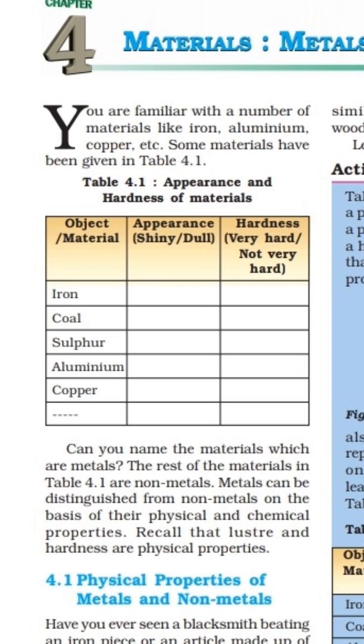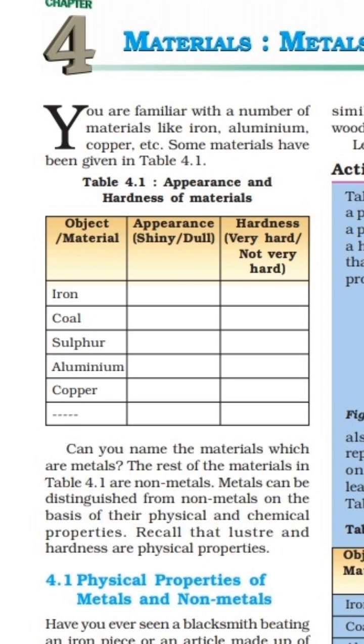Now, the first material, iron. It has a shiny appearance and it is very hard. Then coal, it has a dull appearance and it is not very hard, it can break easily. Then sulfur, it has a dull appearance and it is not very hard. Aluminium, it has a shiny appearance and it is very hard. Then copper, it is also hard and it has a shiny appearance.